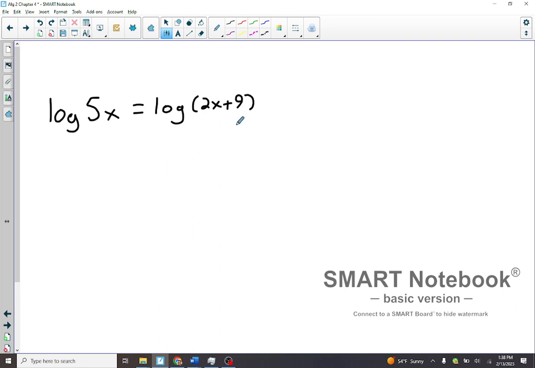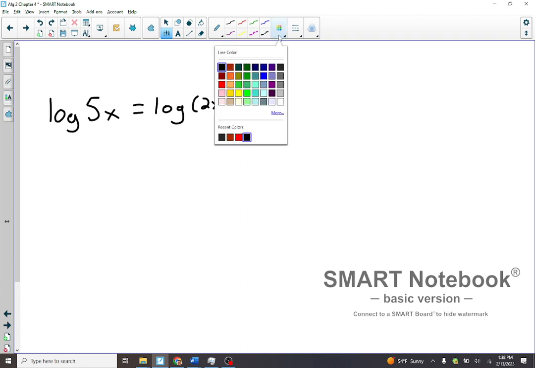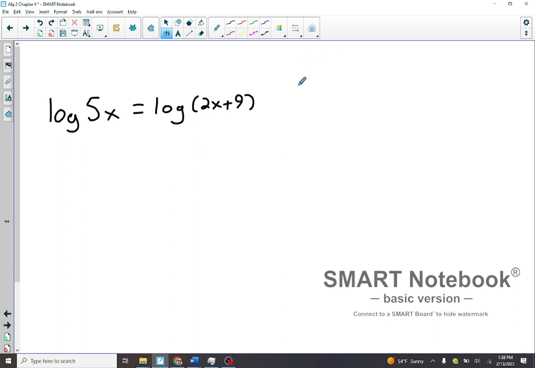Okay. All right. So this is log equations. So kind of like exponents, if you have the same logs on both sides and they're all in one thing, you can cross them out. And then it just turns into an algebra problem. 5x equals 2x plus 9. The base of the log is the same, so no little number. You know, base 10 in this case.